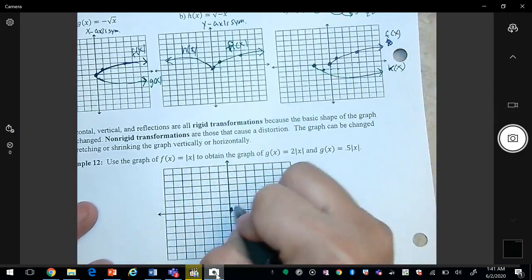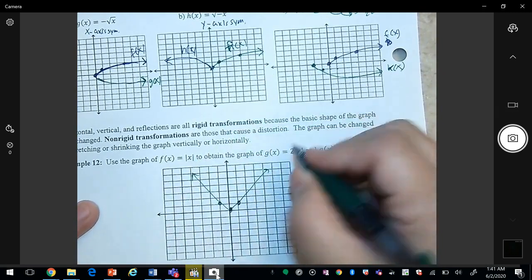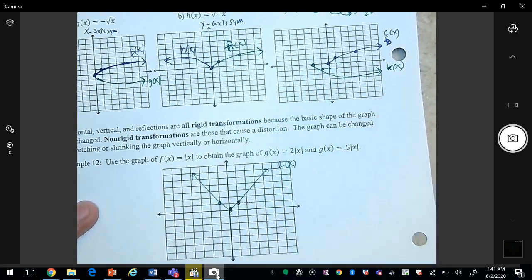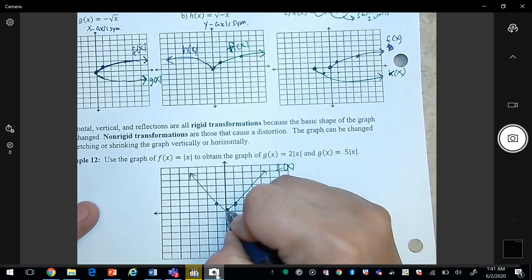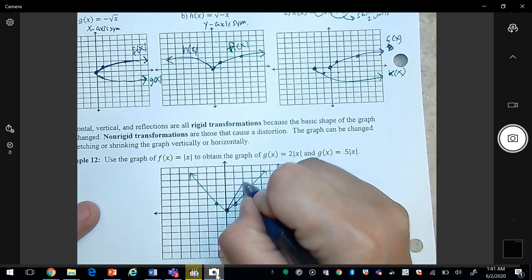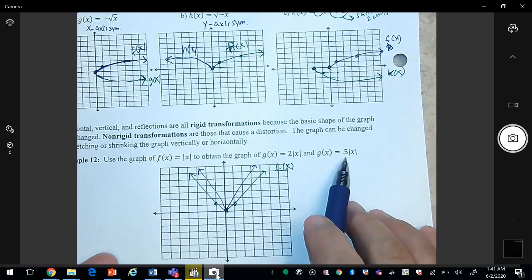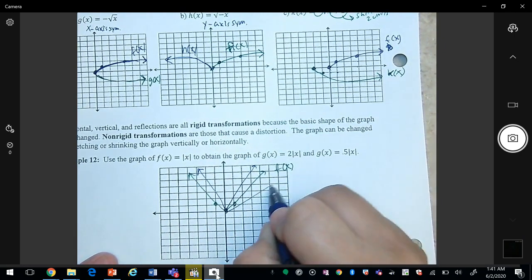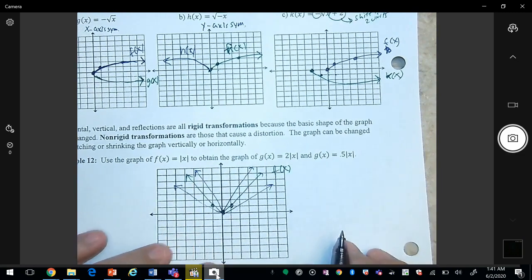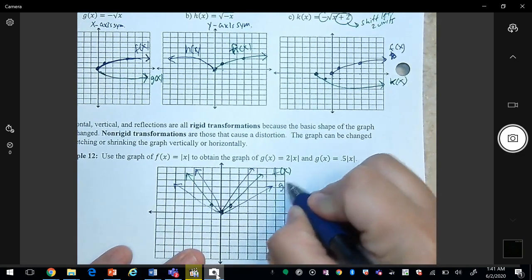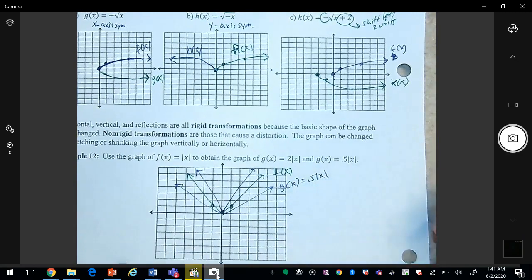Okay. So my absolute value is here. This is my parent function. This is f of x. G of x, since I have a 2, we saw that the graph is going to get more narrow, so we can just do a rough sketch here. And then if it's 0.5, it actually gets wider. Okay, so this is g of x equals 0.5 absolute value of x.